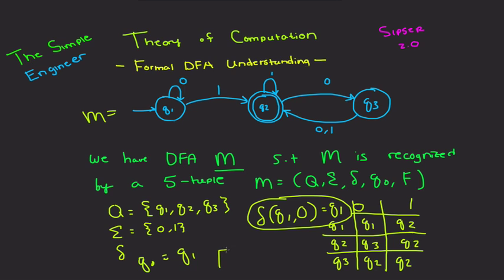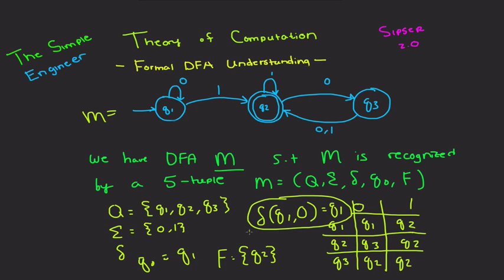And the final thing is the set of the final states. In this case, we just have one final state denoted by this double circle. And this is Q2. So F equals the state Q2. And this is our 5-tuple breakdown. It's very simple. And most of the time, it doesn't really get harder than this.